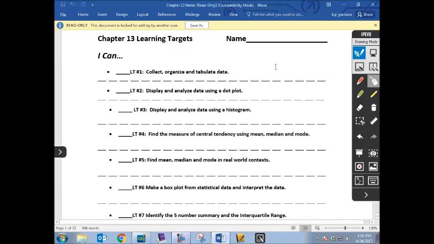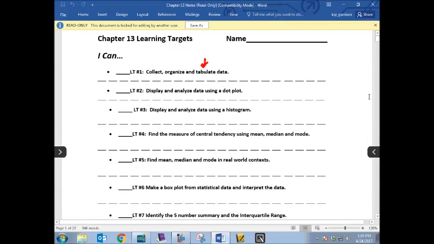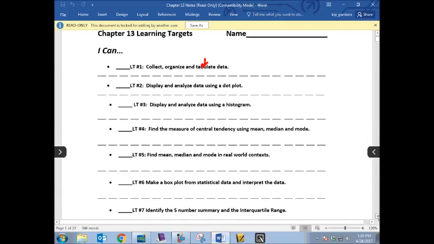All right, this is going to be the Chapter 13 Learning Target number 1 video. You can see the first target here is I can collect, organize, and tabulate data. Now that word right there might seem a little bit weird, might be kind of new, but I promise you that this is the easiest target in the whole chapter. You guys are going to think so as well. So let's go ahead and flip down to page 2.